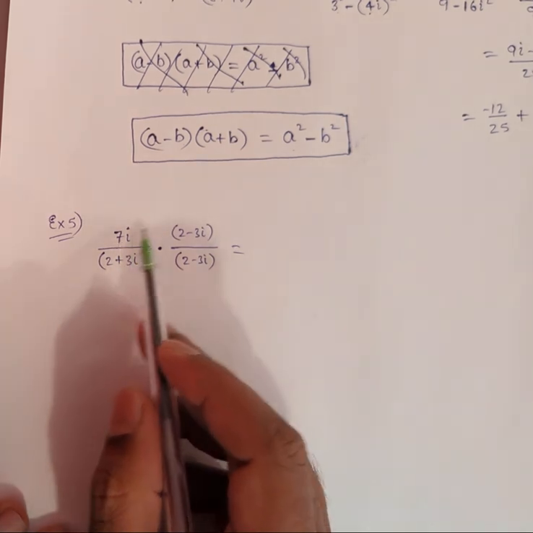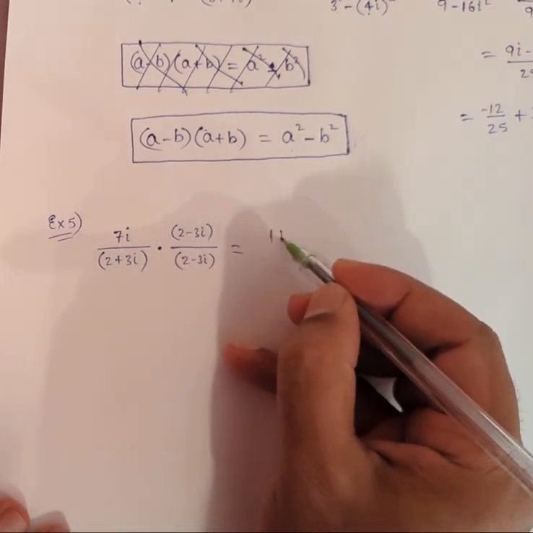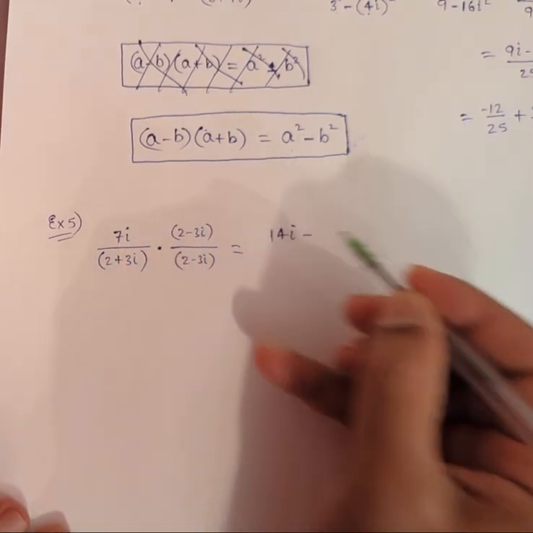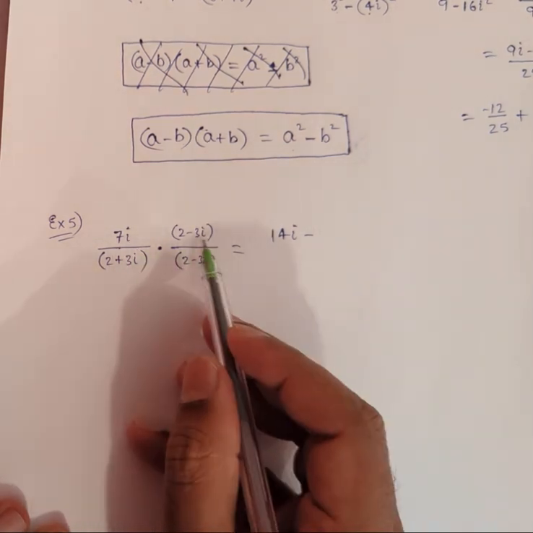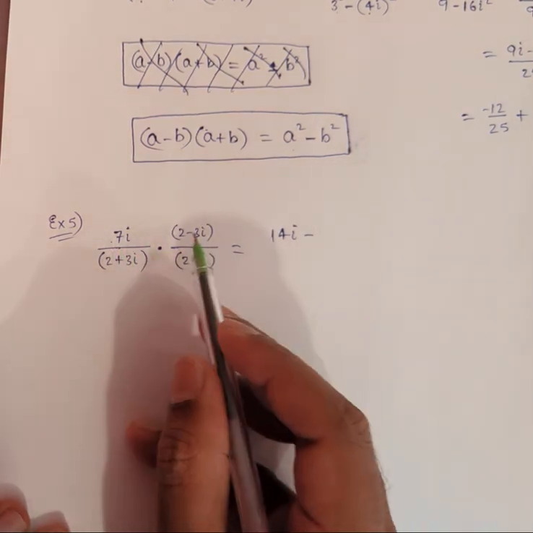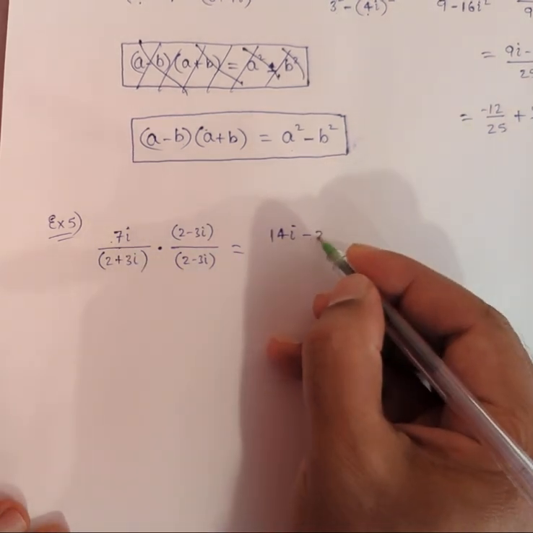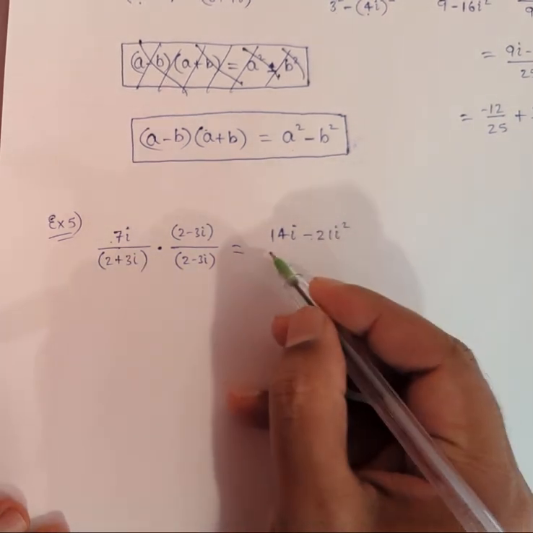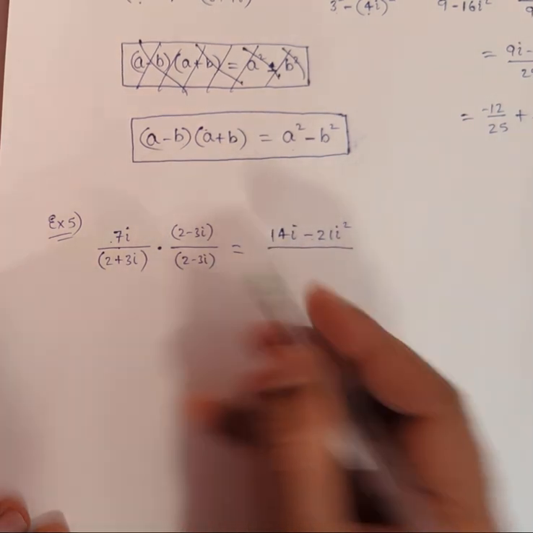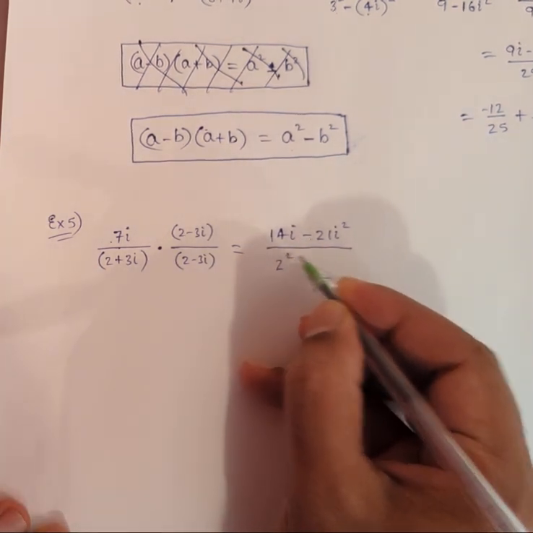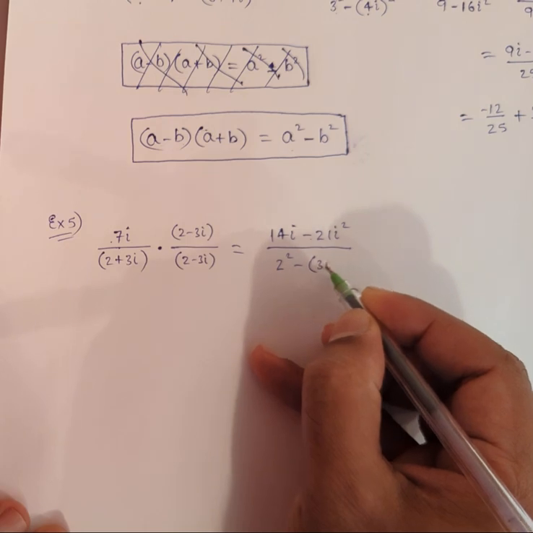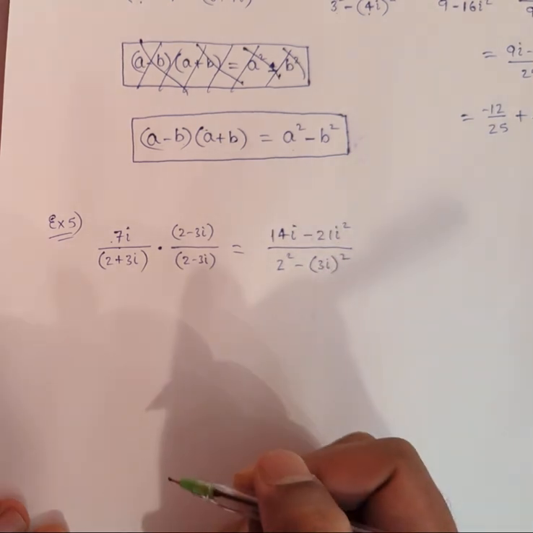The numerator becomes 7i times 2, which is 14i, minus 7i times 3i. I'm multiplying positive with a negative. That's why I wrote minus. 7i times 3i is 21i square. And the denominator simply becomes 2 square minus 3i quantity square.